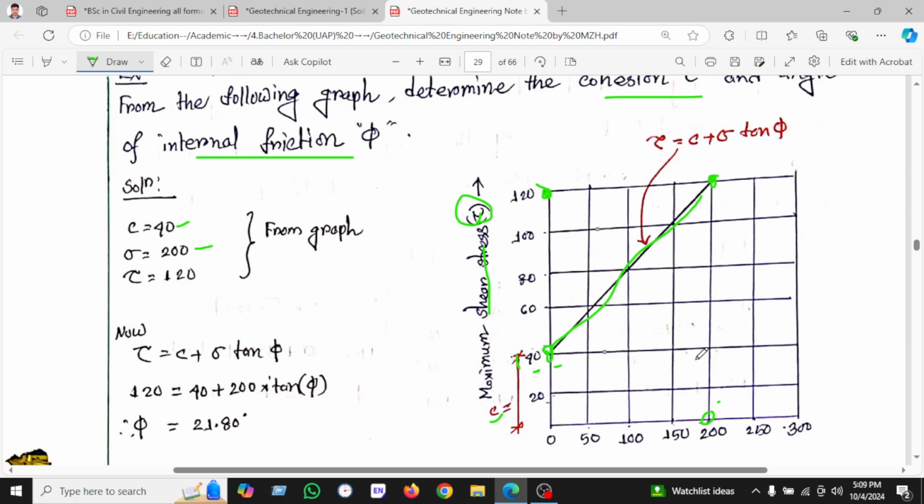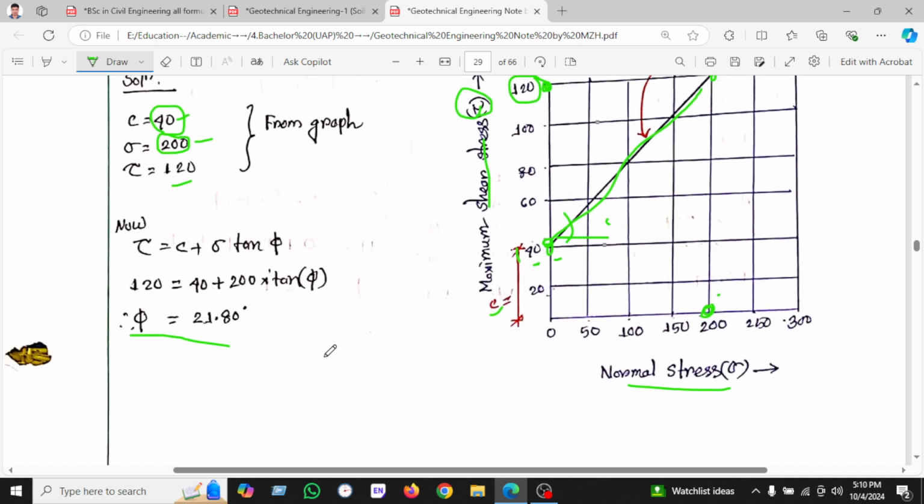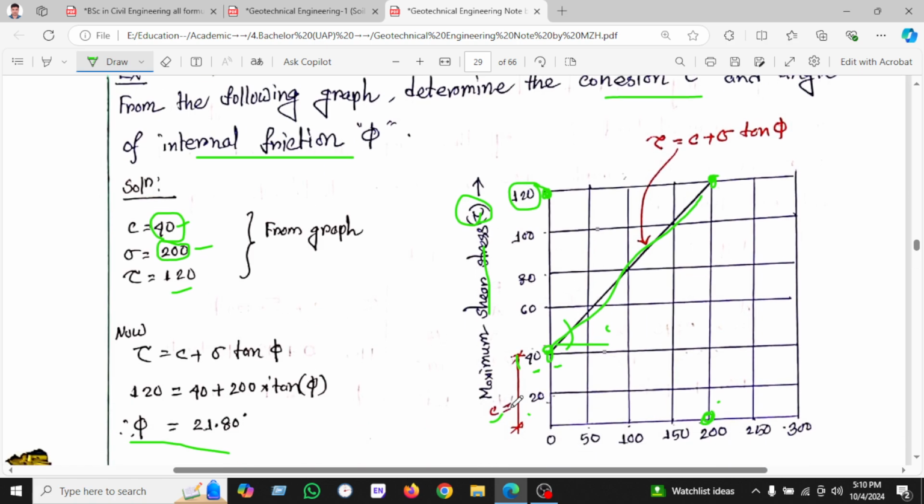And this line is given. From this line we have found sigma is 200, C is found 40, and tau is found 120, which is the maximum value from this line. Now we will use tau equals C plus sigma tan phi, and find that the angle is 21.8. So this angle will be 21.8, and C we have already found from this graph as 40. So this is our lecture.